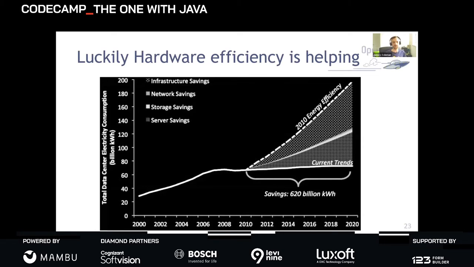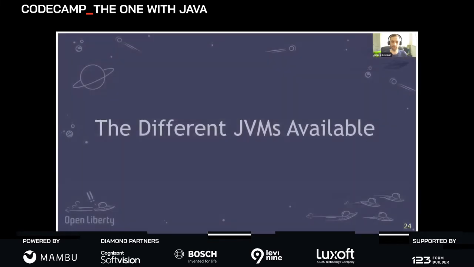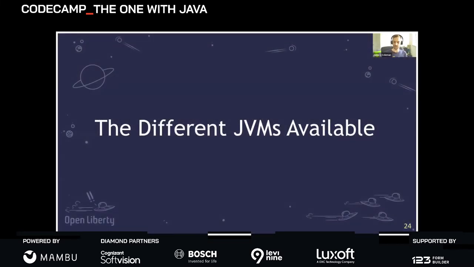But again, luckily, because of improvements not only in the hardware stack, but improvements in how we deploy our code, our JVMs, the servers we're using, everything, we have managed to at least bring this down here and keep it decently low. But that doesn't mean we as software developers shouldn't be trying to save as much energy as possible as well. So what are the different JVMs available?